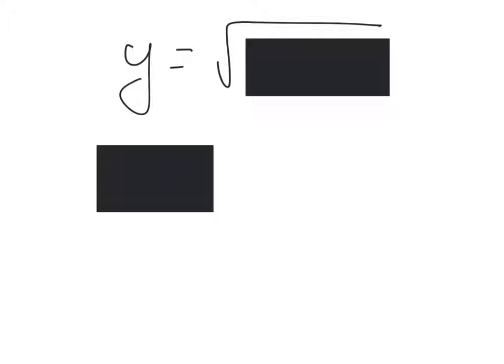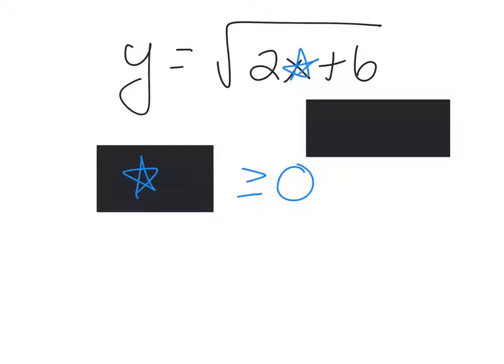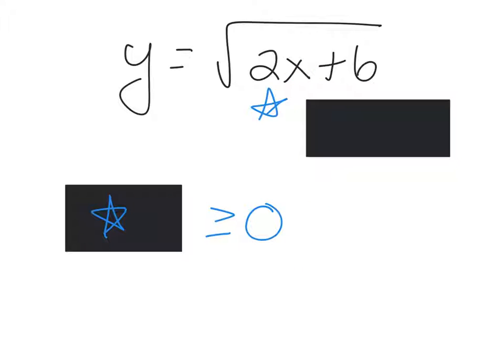Now coming to this example, again, if I'm going to take the square root of something, so I happen to be taking the square root of this box, whatever this box is, I know that whatever it works out to be, it has to be bigger than or equal to 0. Otherwise, I can't take the square root of it. So my next logical question is, okay, well, what is the box? Well, the box is 2x plus 6.